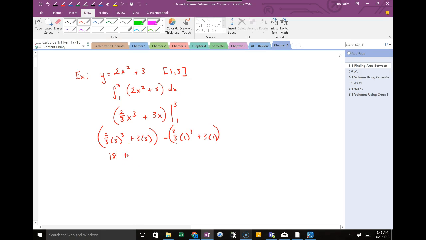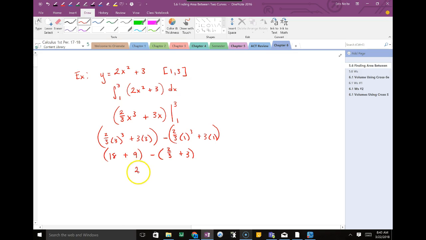3 times 3 is 9. On the first term of the second quantity, I have 1 to the third, which is 1. 1 times 2/3 is 2/3. And then 3 times 1 is 3. So at this point, I would probably combine all my whole numbers. So I have 18 plus 9. What's 18 plus 9? 27. 27 minus 3 is 24.